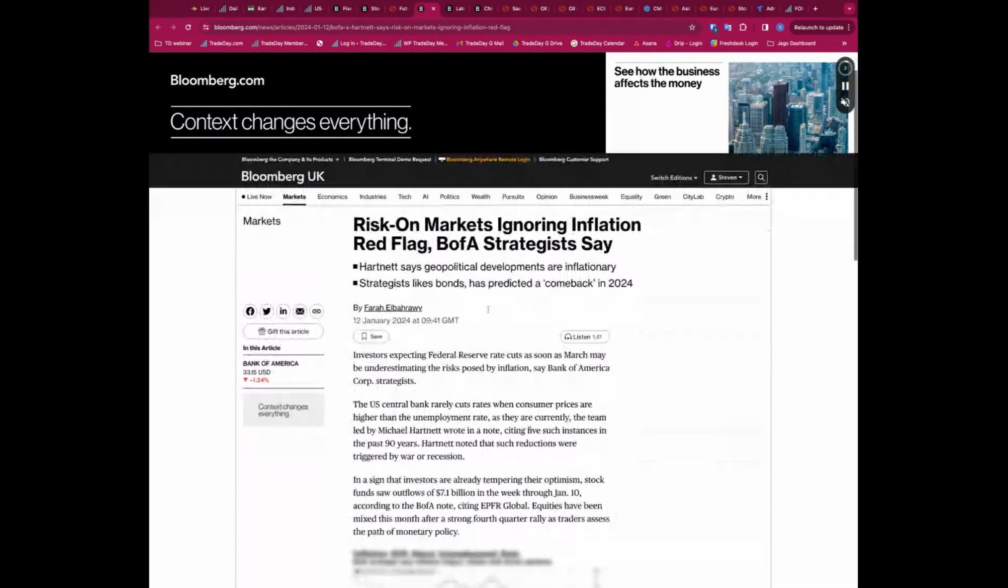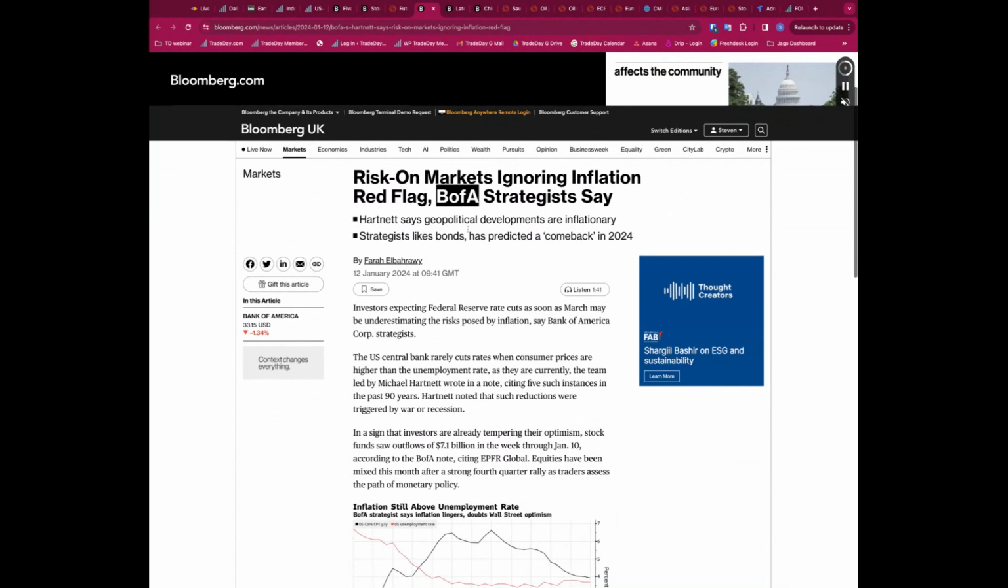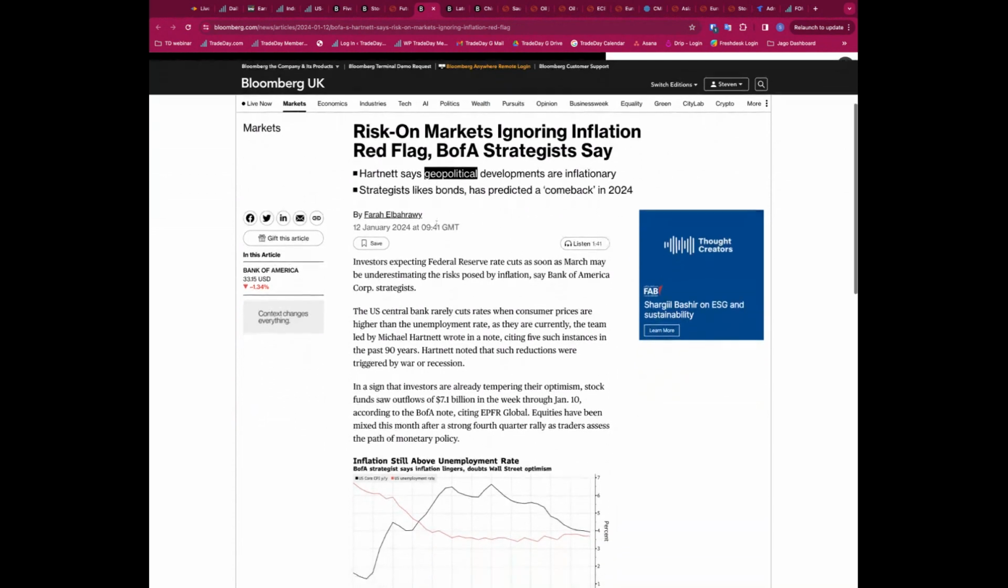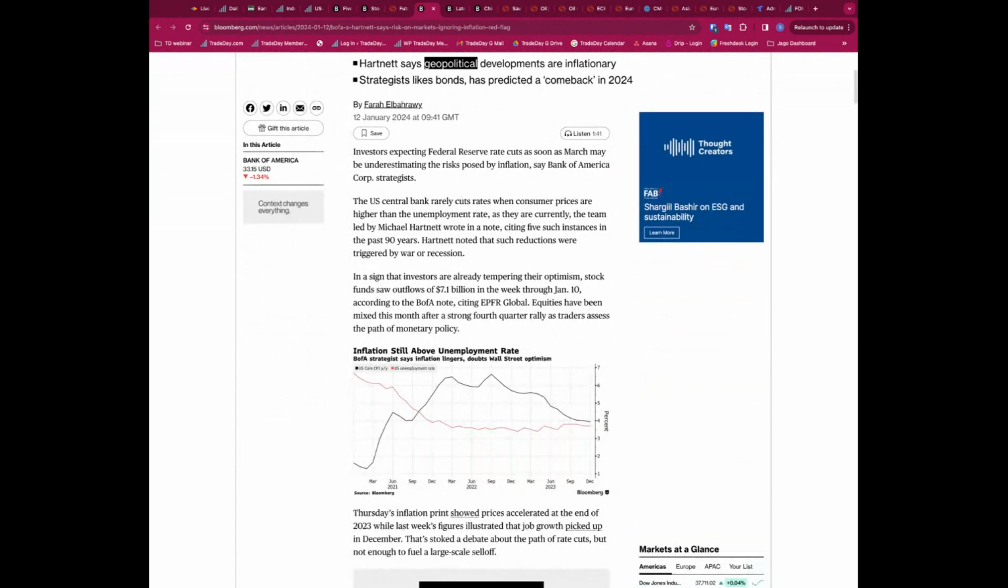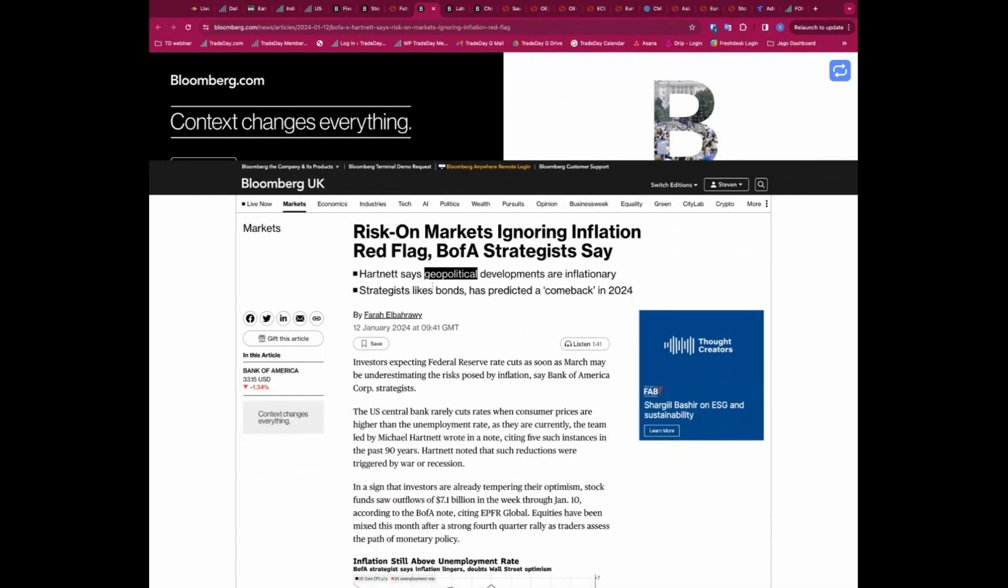Markets ignoring inflation, red flag. So this is Michael Hartnett, ex-colleague of mine when I was at Merrill Lynch, Bank of America. He's highlighting that potential red flag. Geopolitical measures are inflationary, everything that we've been talking about just now. Potentially I'm going to see upticks in inflation, and he's red flagging that as strategies like bonds in particular come back in 2024 for bonds. What else do I have for you?